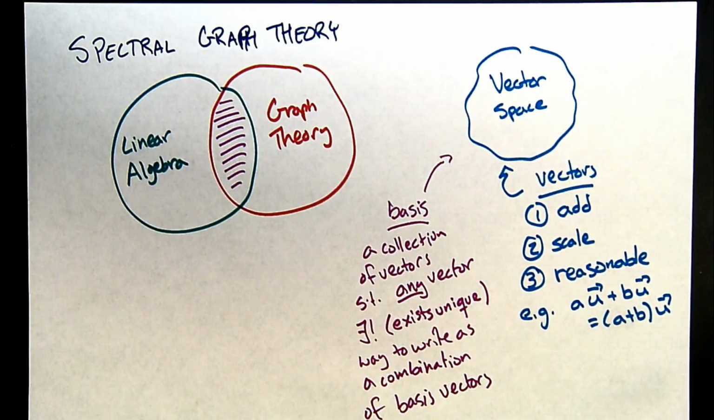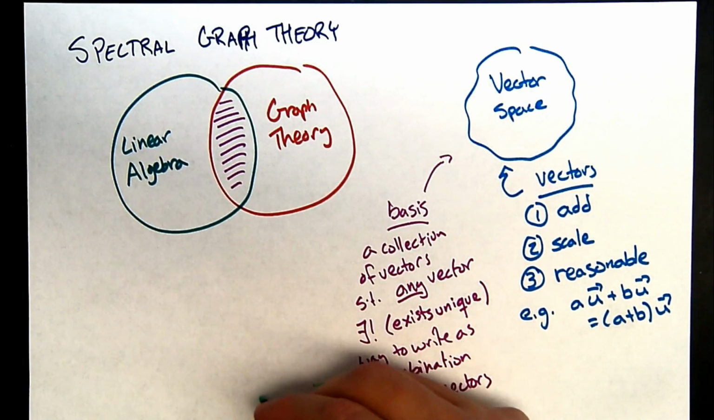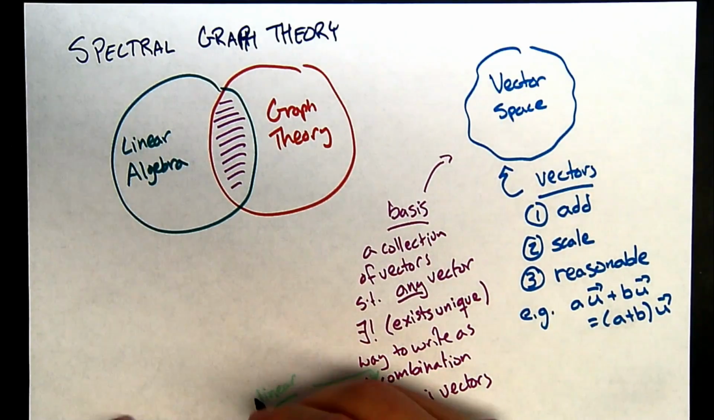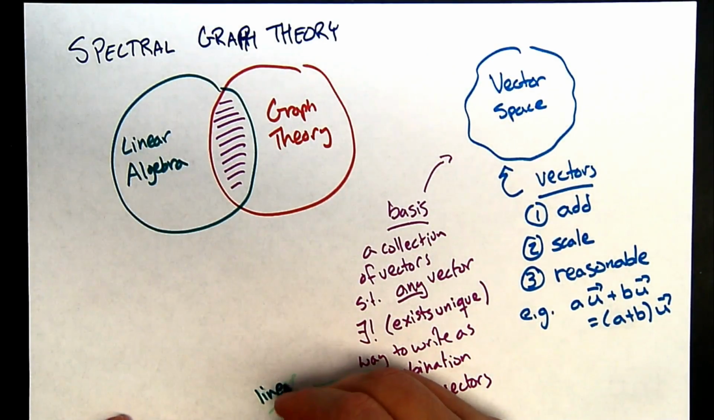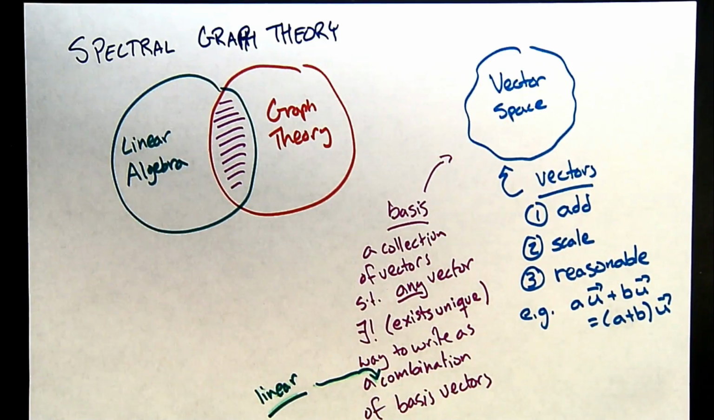Now, one of the things I realized I should have done before I finished writing this is I should have said a linear combination of basis vectors. So I can use my fancy colors here. Linear. Now, I probably should have used a fancy color that actually shows up. All right, linear. There we go. That's definitely going to show up.